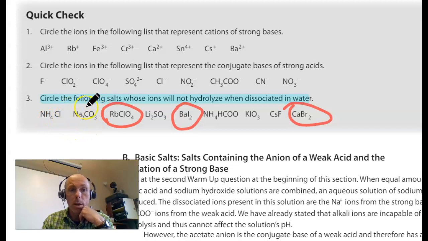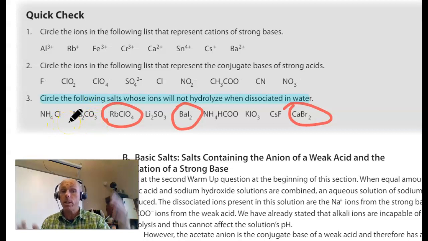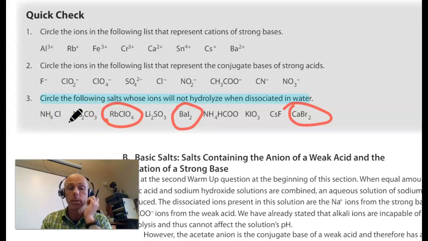This one would be a basic salt. Sodium is not a weak acid. It's the cation of a strong base, a group 1 or group 2 metal. So that will not hydrolyze water. Remember, it stays dissolved in water. It's a spectator. Meanwhile, carbonate is a weak base. It's the anion of a weak acid, H2CO3. So this would be a basic salt because the carbonate will pull some hydrogens off water, generating hydroxide.